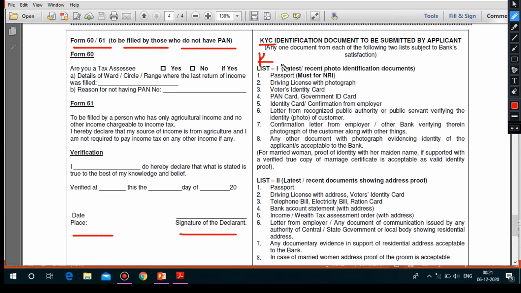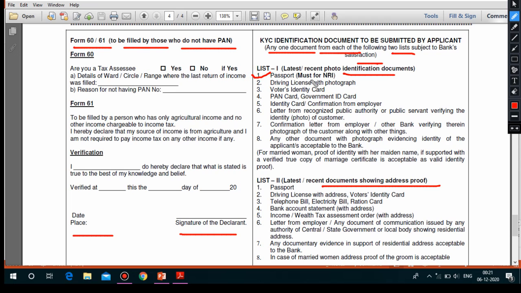KYC means know your customer, with identification documents to be submitted by the applicant. Any one document from each of the following two lists, subject to bank satisfaction. So there are two lists. One list is for photo identification documents and the second is for address proof. So KYC is important for all customers. They have to submit identity proof as well as address proof. So what is the list?